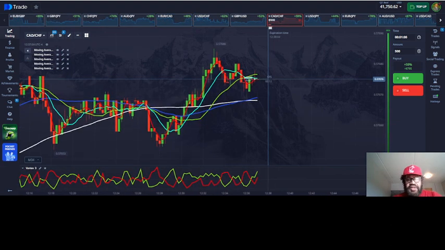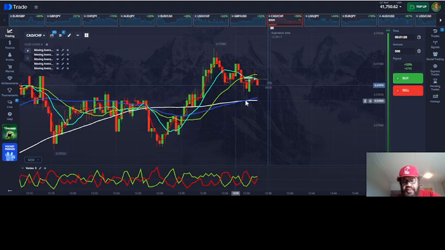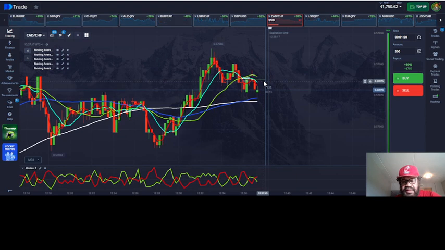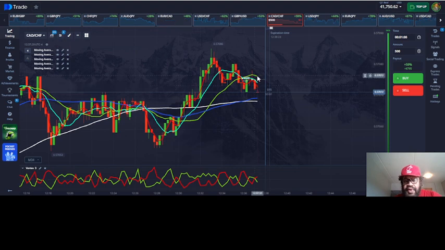Okay, so I just took a buy trade on the Canadian dollar Swiss franc here at this level. The reason why I took the trade here is, if you look at the SMA lines, they're sloping in an upward direction. The 100 and the 50 are both sloping upwards here.